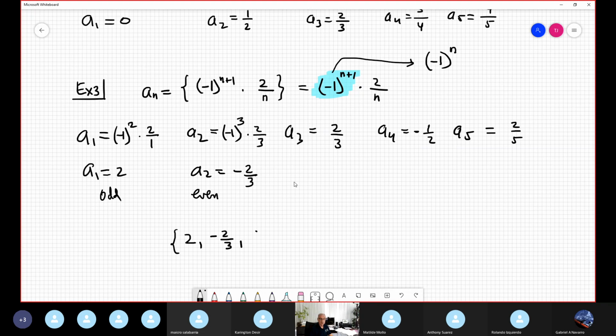By the way, I make a mistake, no? Yeah, of course, absolutely, I make a mistake. This is 2 over 2, and 2 over 2 is 1. This is negative 1. So the sequence is 2, -1, 2/3 positive, -1/2, 2/5. Let's stop here because we have 1, 2, 3, 4, and 5.